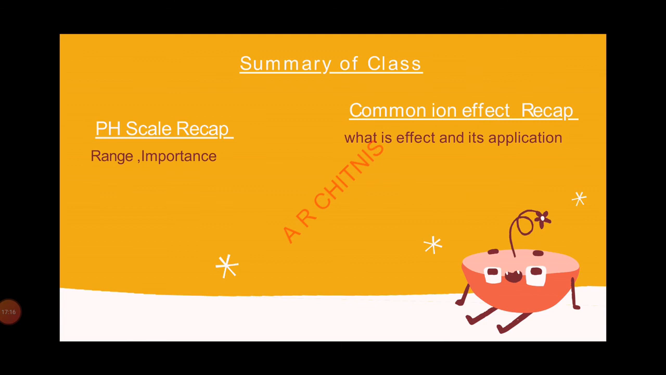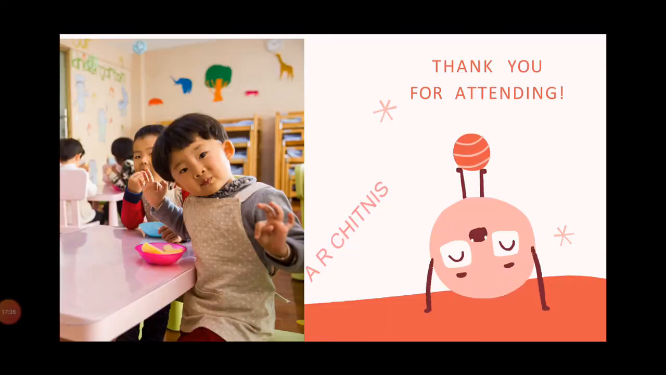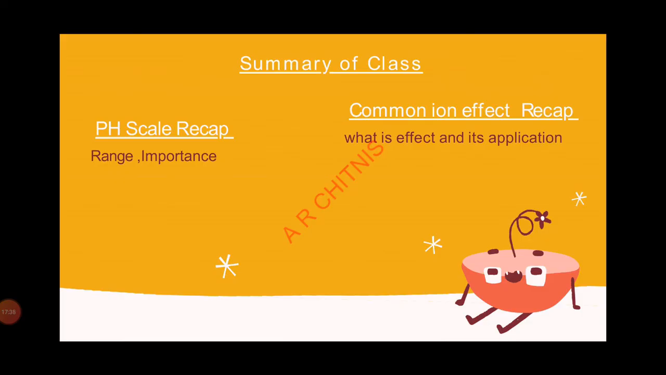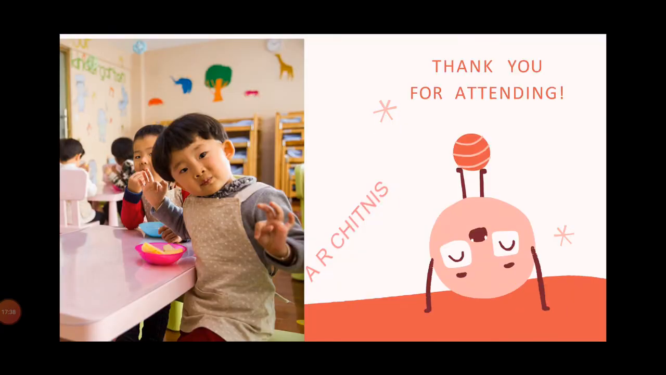Then the common ion effect is a decrease in the solubility of a weak electrolyte by adding a strong electrolyte having a common ion. So that is the common ion effect. Applications are in the purification of soaps and salts, in the salting out of proteins from the solution, as well as in semi-micro qualitative analysis. So this is about the application of common ion effect.